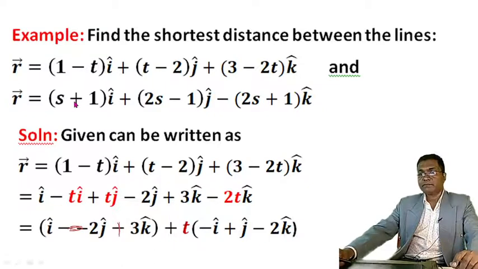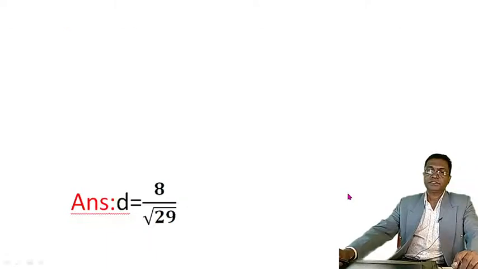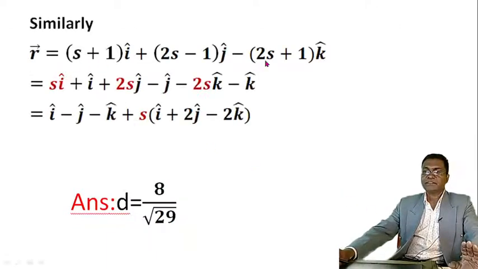Similarly we expand this second equation. Expanding this, as earlier, multiply term by term. Okay, so collect terms with s and without s. With s are these ones. Taking s common, you are left with i plus 2j and minus 2k, and without s are i minus j minus k. So this is your vector a2 and this is your vector b2.